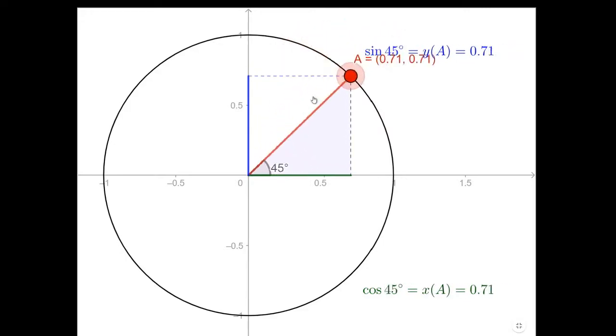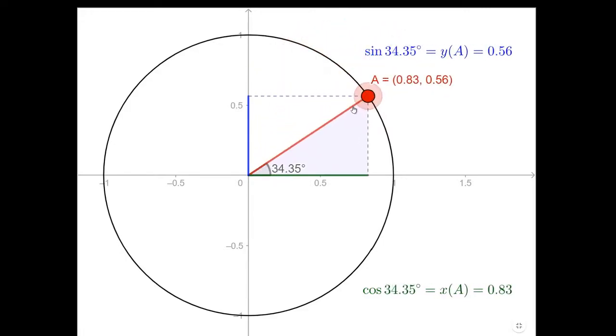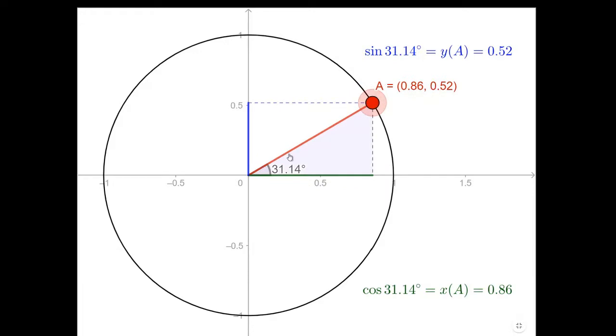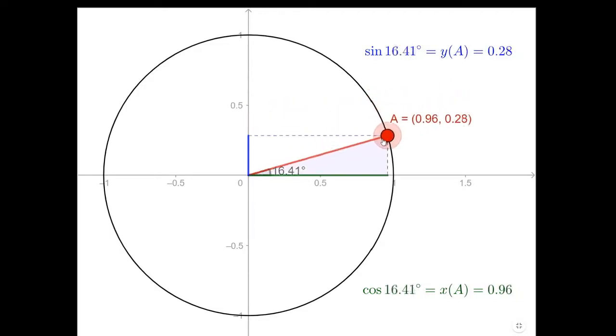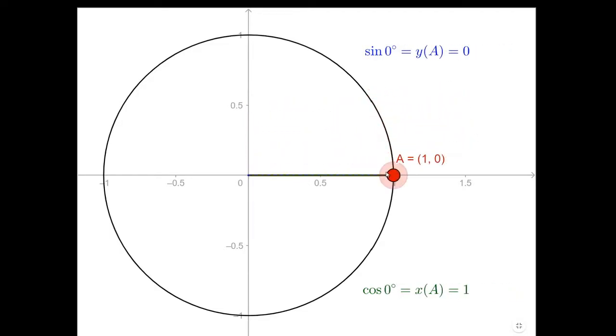Okay, now let me show you. We all know sine 0 is 0 and cos 0 is 1. Let us check that. Sine 0 means theta is 0. So let us make the angle 0. Now the angle is 0. The horizontal length is 1, the whole radius. So therefore cos 0 is 1. What is the sine value? Vertical length. There is no vertical line here, so the vertical length is 0. See? It is 0.